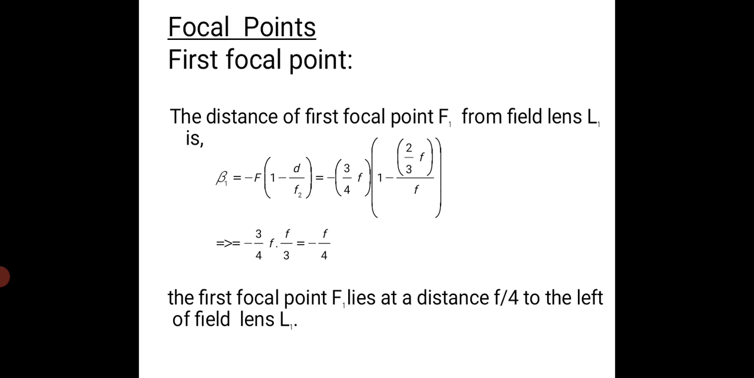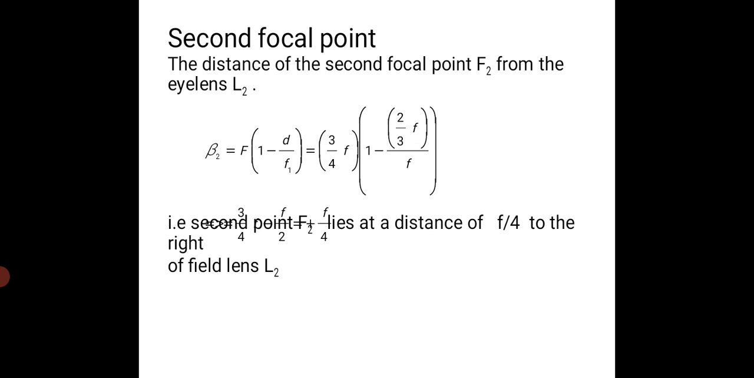Now come to the focal points. For the first focal point, the distance of the first focal point f1 from the field lens L1 is beta 1 is equal to minus f into bracket 1 minus d by f2. By substituting all values, beta 1 is equal to f by 4 with a negative sign. The negative sign indicates f1 lies at a distance f by 4 to the left of the field lens L1.